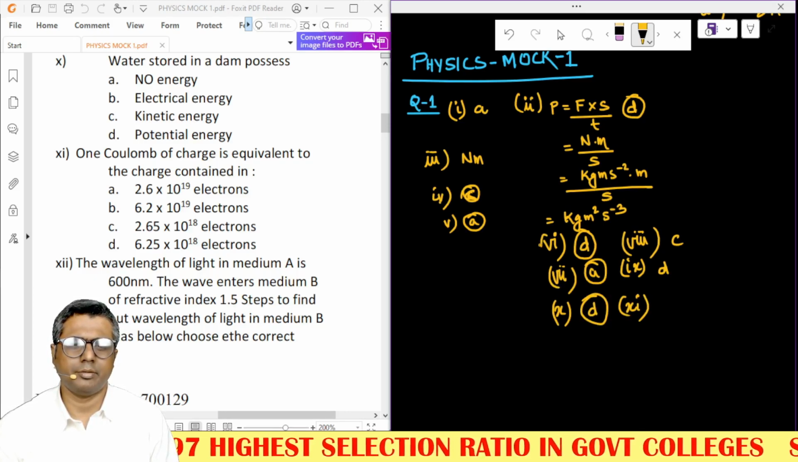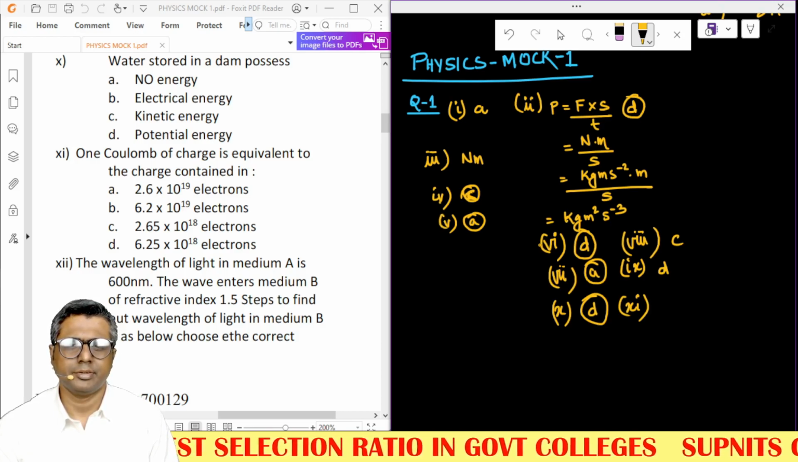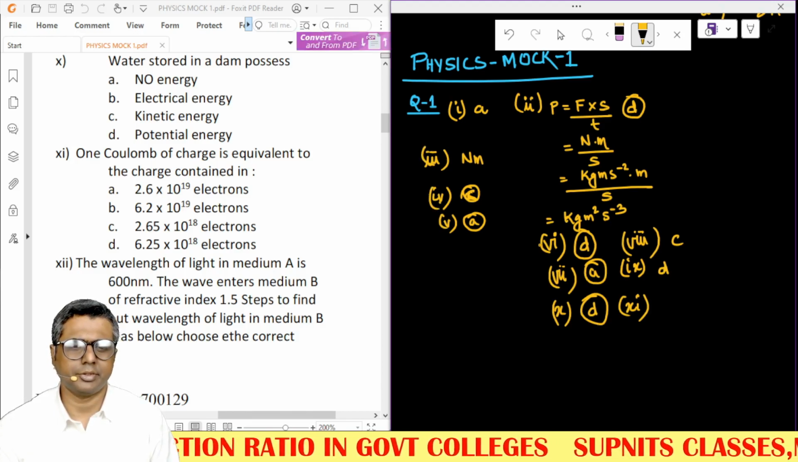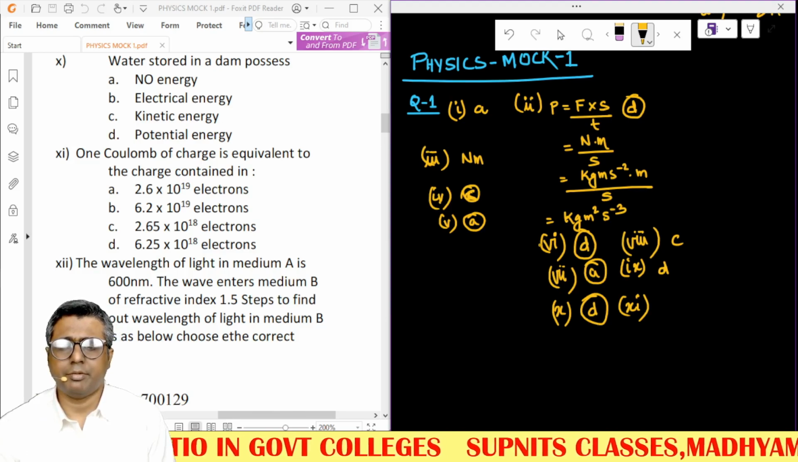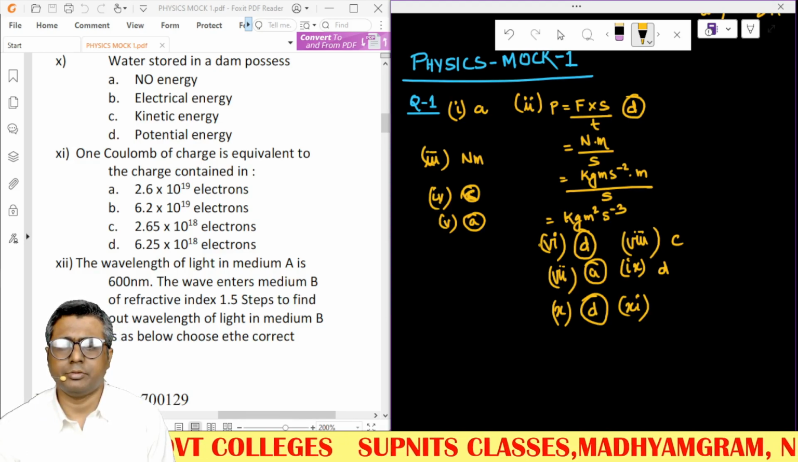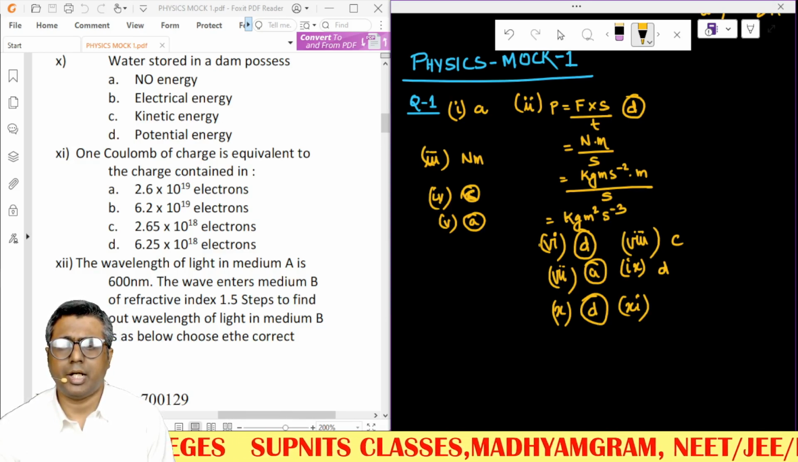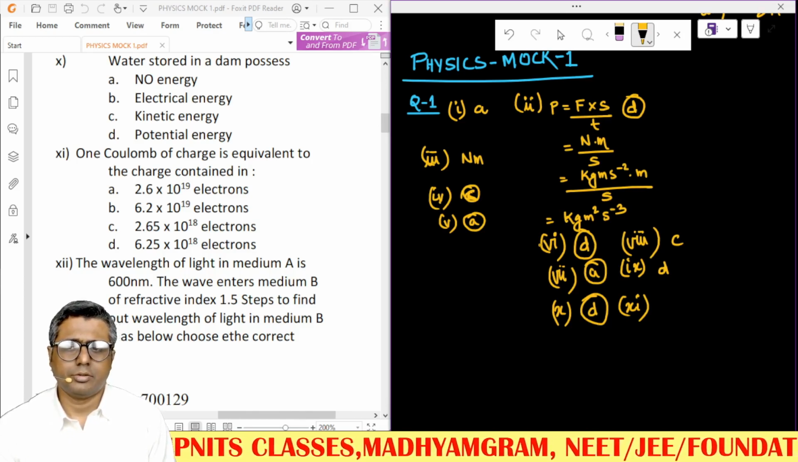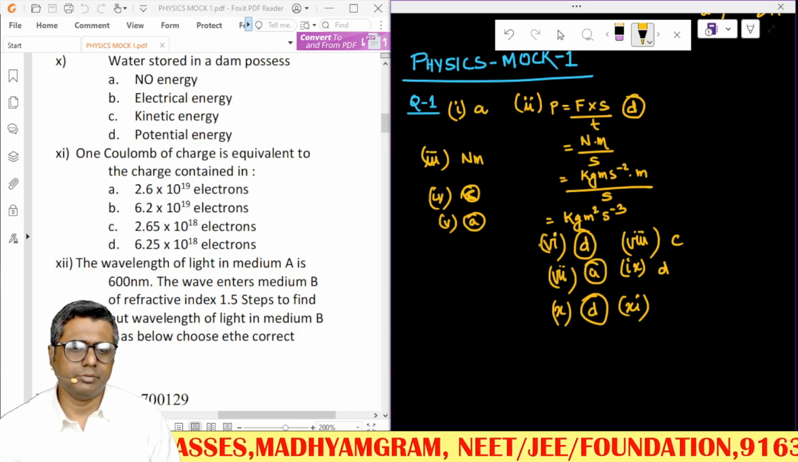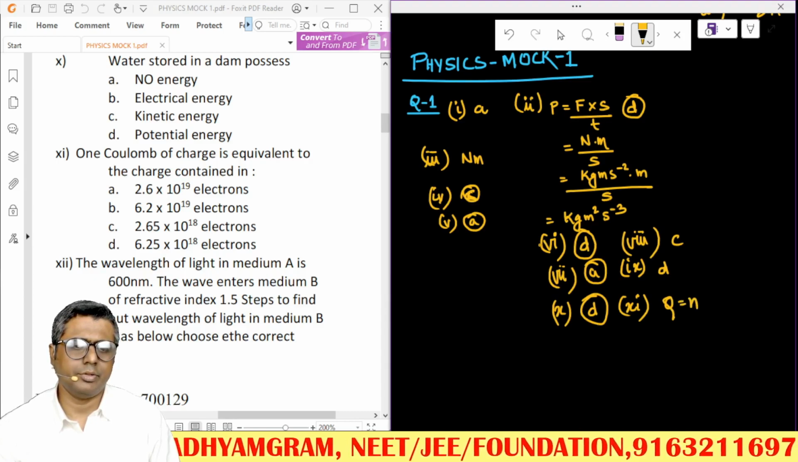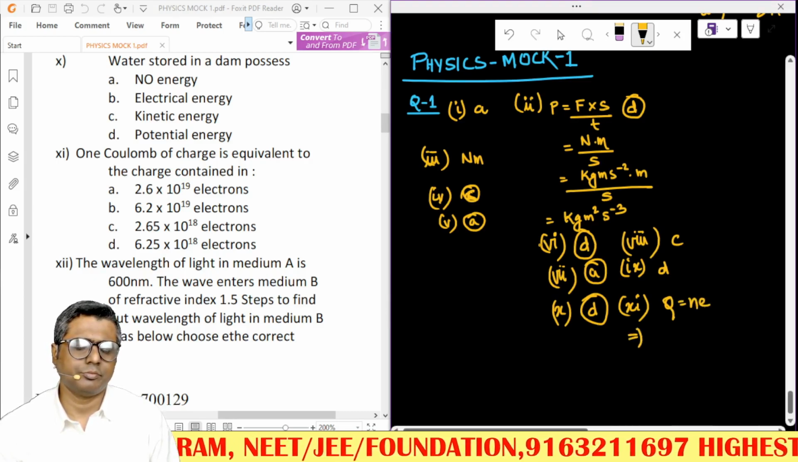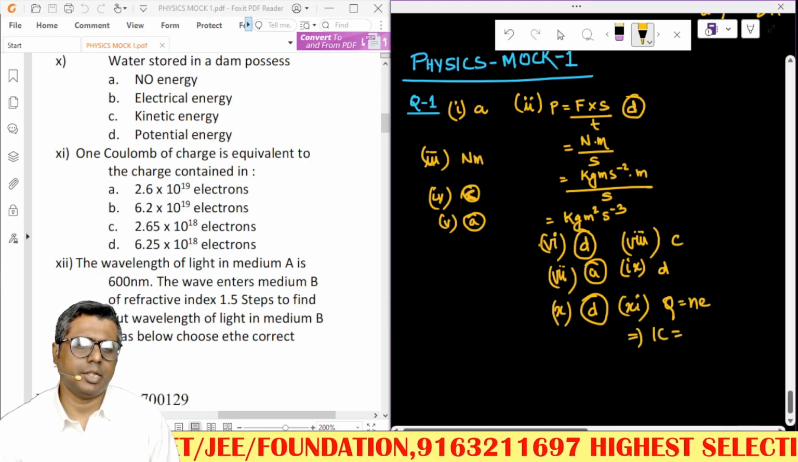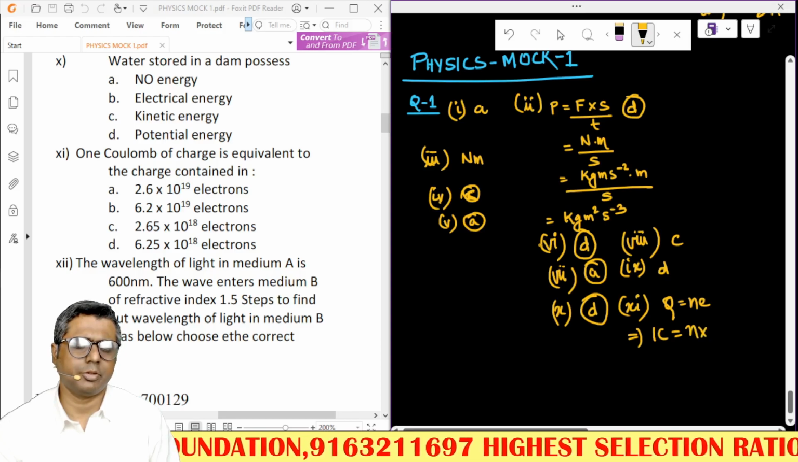Anybody can do this kind of questions just by seeing and studying a bit. Easy question. Number 11, 1 coulomb of charge is equivalent to the charge content in how many electrons? So this is a question of Q is equal to N into E. So you need to know Q is 1 coulomb and number of electrons is not known, we have to calculate.